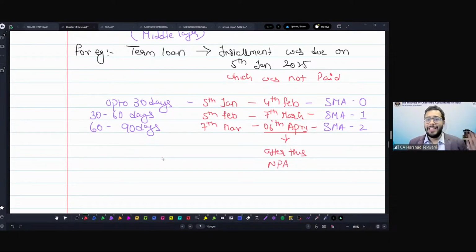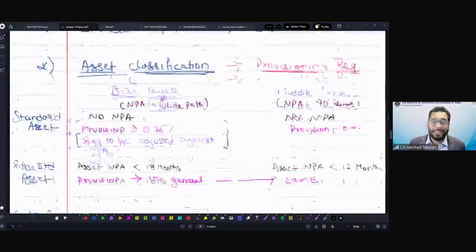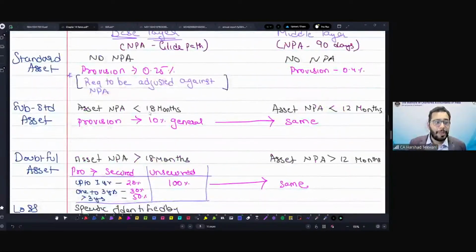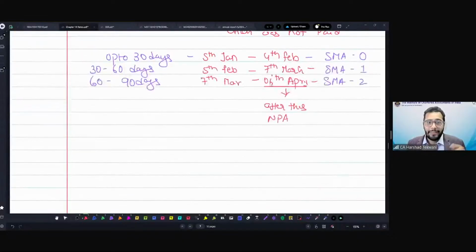Once the NPA classification starts, it transfers from standard asset to substandard for 18 months. Over here, it is 12 months, as it is a middle layer. For 12 months, that is from 6th of April 2025 to 5th of April 2026, it will be a substandard asset. Then doubtful asset up to 1 year, 1 to 3 years, more than 3 years, and loss asset, this way.